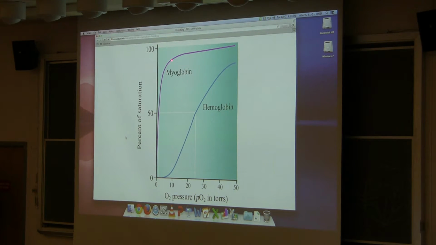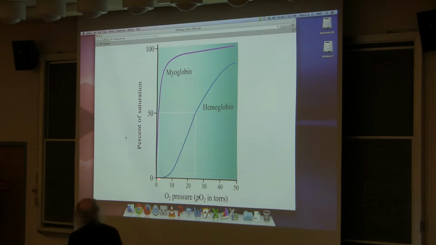Myoglobin goes up very steeply and then bends over like this. Hemoglobin, on the other hand, has a curve that we call sigmoidal. It looks like an S shape. Okay? We call this hyperbolic. That's the shape of the myoglobin. We call the hemoglobin's curve sigmoidal, meaning it's like an S. Well, what does it mean to have these different shapes? Well, let's think about this. Let's look at the myoglobin first.